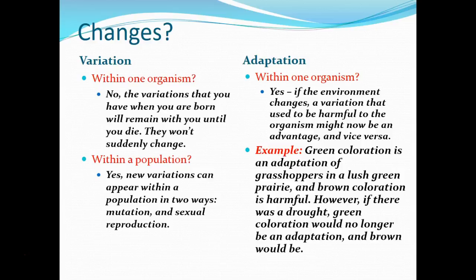But again, let's say there's a severe drought, and the prairie dries up and turns brown. Well, now the green coloration is no longer going to be an adaptation because it's going to be a disadvantage. They're going to stick out and be eaten by predators. The browns would now be an advantage. So again, note that the environment is what changes, not the trait within the organism.